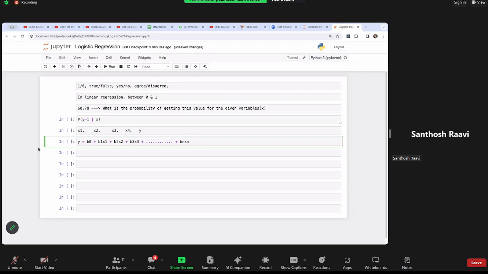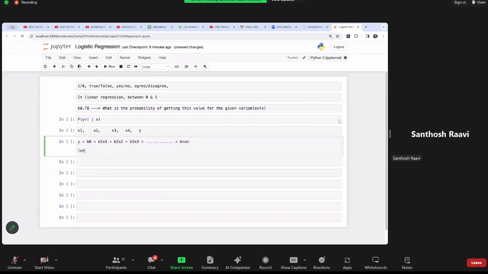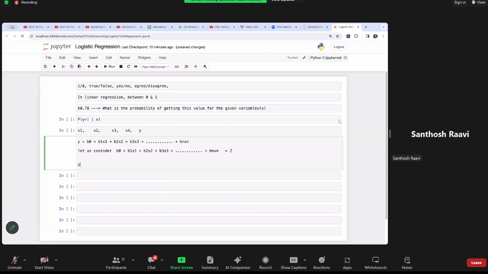Now, what is the outcome of this? You don't know the outcome value. For example, let us consider this entire value to be z, capital Z. So y equals z. I'm substituting this particular value as z.